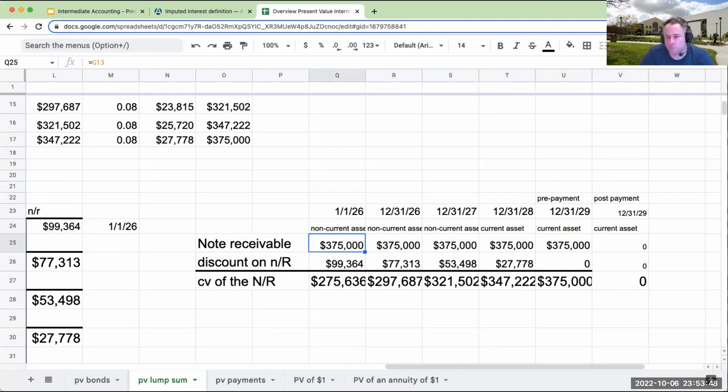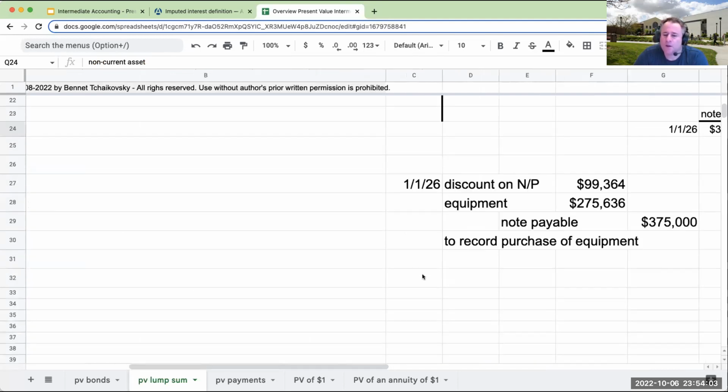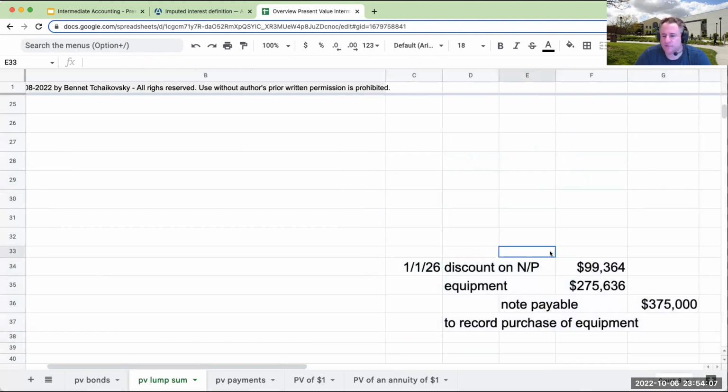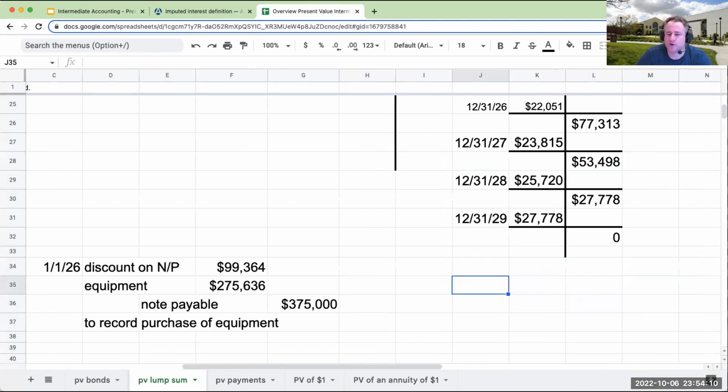Okay, so what's the difference between current and non-current? If it is current, it's payable or receivable within the year, non-current beyond a year. At this point in time, it's non-current. As we get closer to the time period, it's going to become a current asset. Okay, so we now have this over here. So I recorded the purchase of the equipment.